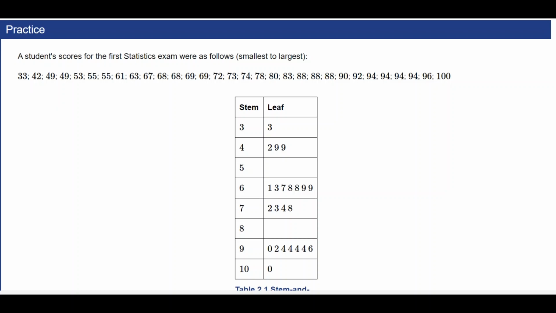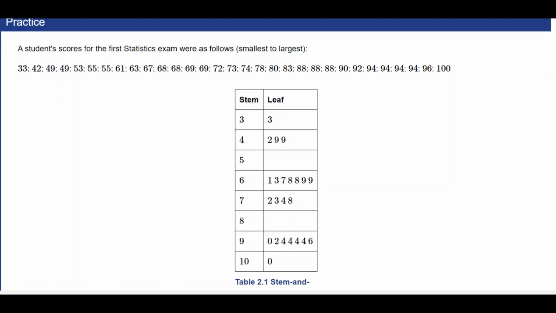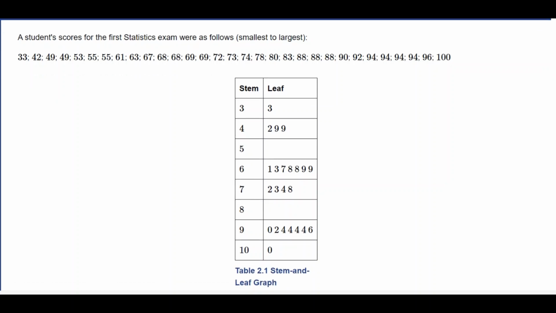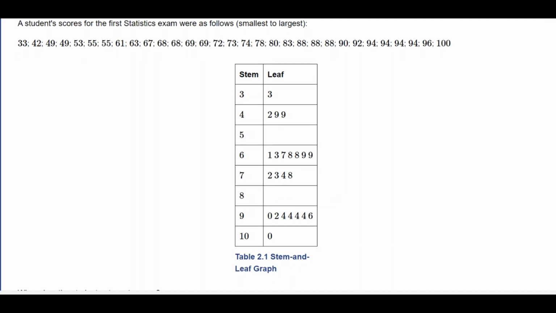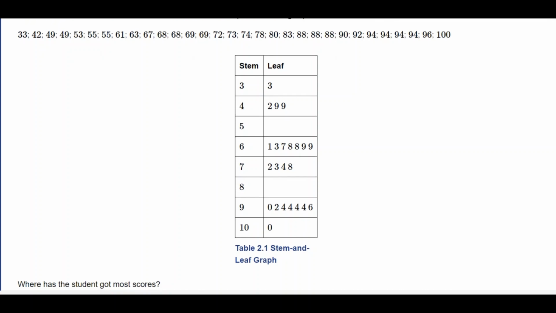Now can you please write all the scores starting with 5? Please pause the video here and do the job. Okay, now we see that there are 7 scores starting with 6, from 61 to 69. So we take the stem as 6 and write all the leaves. Please verify that they are correct. And then there are 4 scores for 7. Now can you write the scores for 8? Please pause the video.